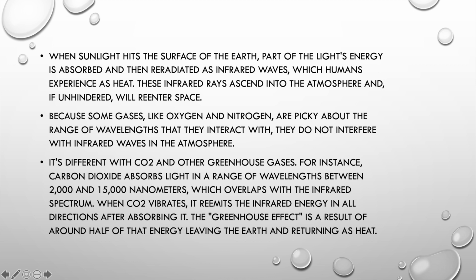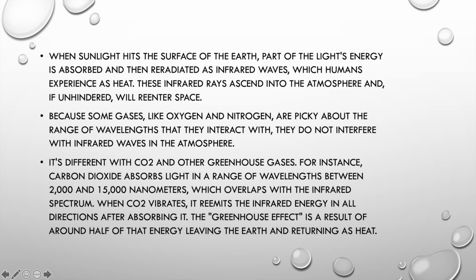When sunlight reaches Earth, the surface absorbs some of the light's energy and re-radiates it as infrared waves, which we feel as heat. These infrared waves travel up into the atmosphere and will escape back into space if unimpeded. Because some gases like oxygen and nitrogen are picky about the range of wavelengths they interact with, they do not interfere with infrared waves in the atmosphere. With CO2 and other greenhouse gases, it's different though.